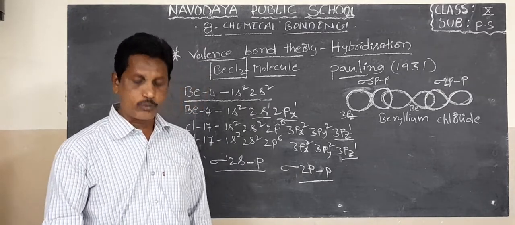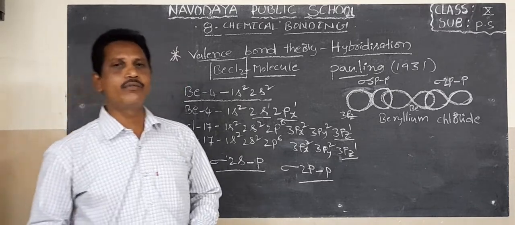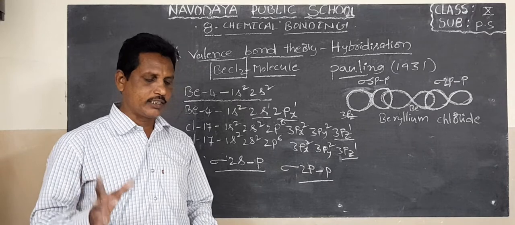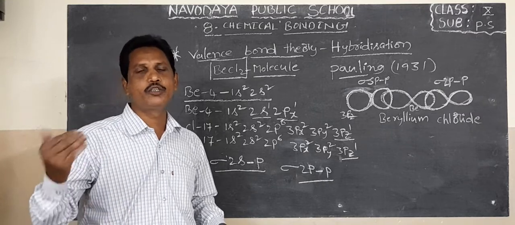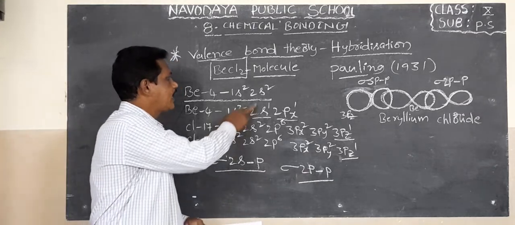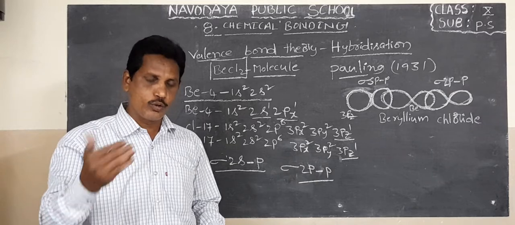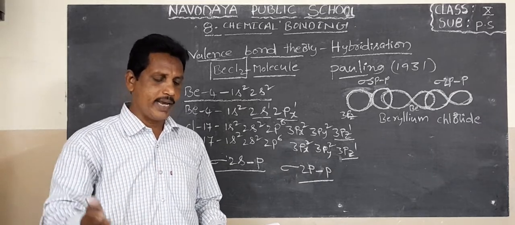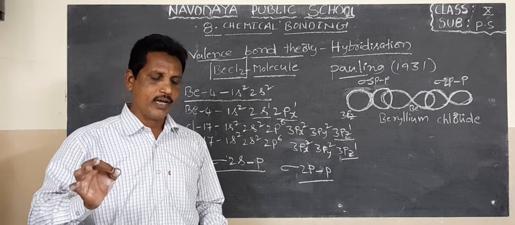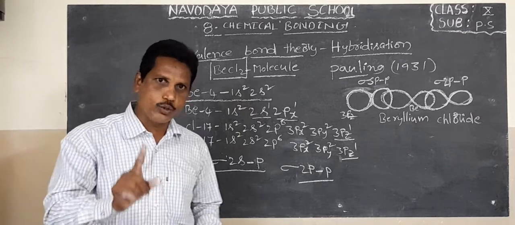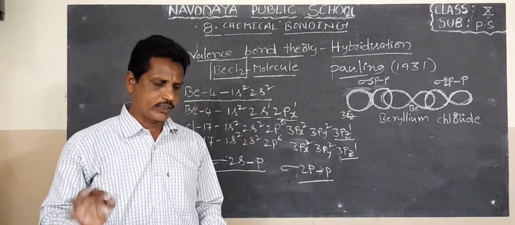To explain this, we consider an excited state of beryllium, in which an electron is transferred, or redistributed, from the 2s orbital to the 2px orbital. The electronic configuration of beryllium in the excited state is 1s2 2s1 2px1.